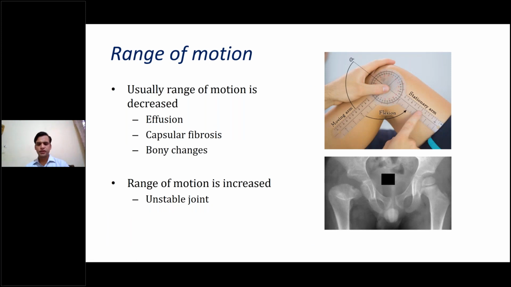Other than the detailed analysis of pain and accompanying symptoms, we require the range of motion of each particular joint. Any involvement of a joint will usually decrease range of motion. Any arthritis will decrease range of motion, except in cases of unstable joint or gross destruction of joint, in which the range of motion will be higher than normal.